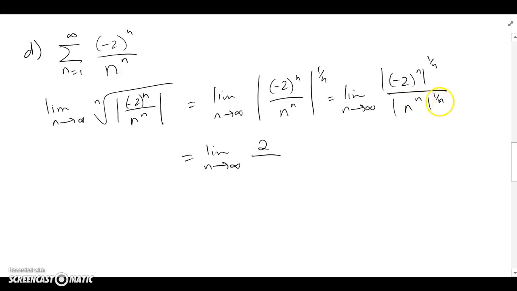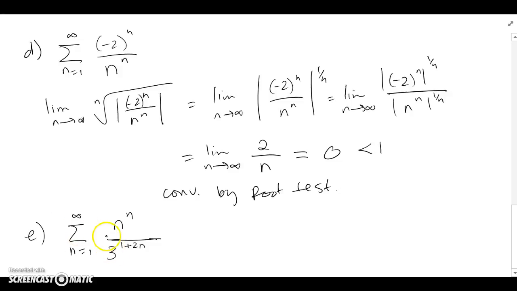N to the 1/n, just again, the n's cancel, and we end up with just 2/n, it looks like. And if I'm looking at the limit as n goes to infinity, I end up with 0. And the root test required the value of L to be less than 1, so this converges by the root test. Wasn't so bad.